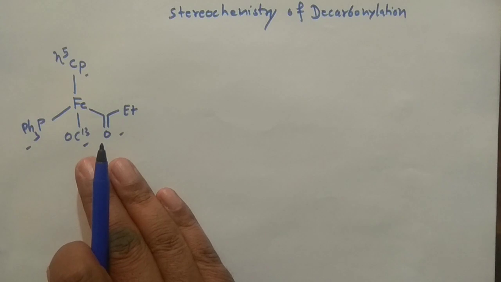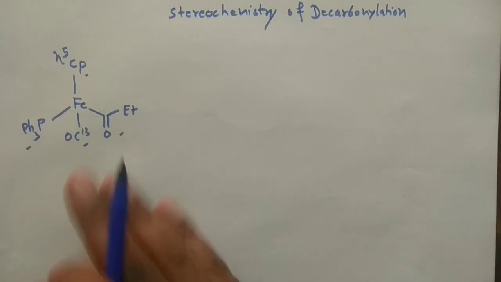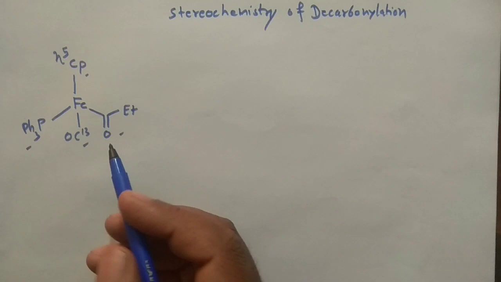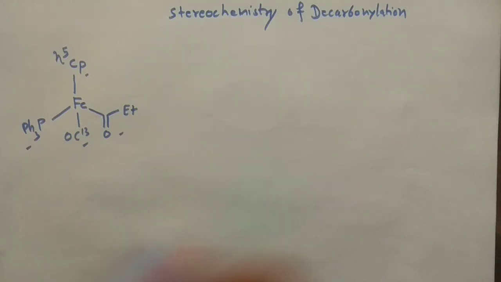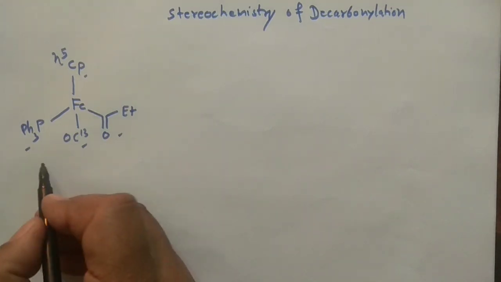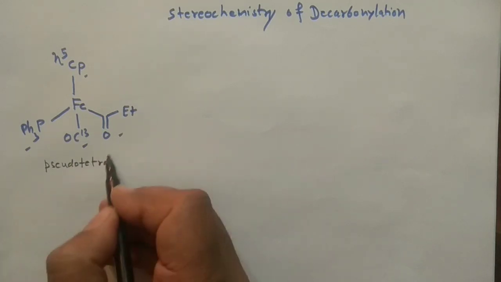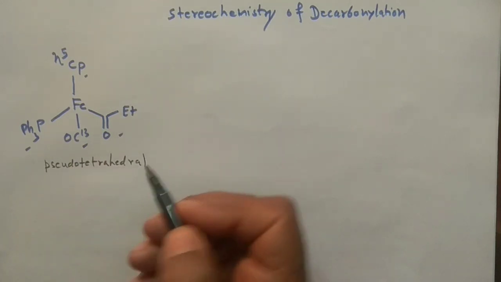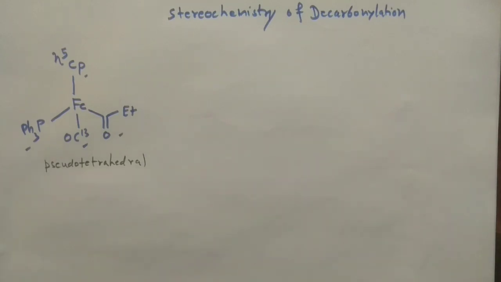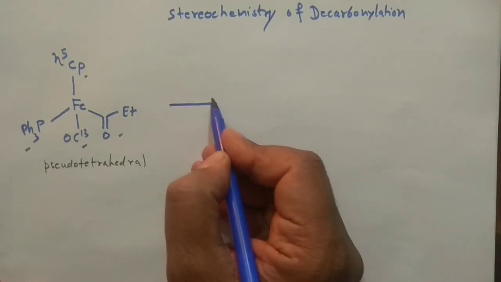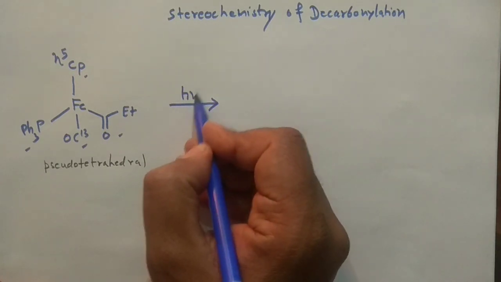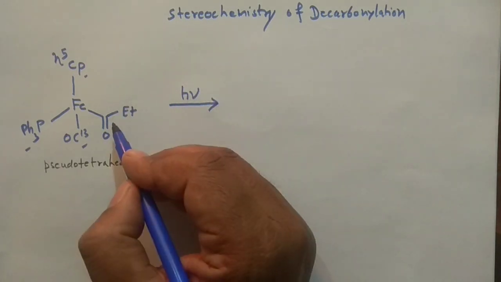So that means it's a chiral molecule. It looks like a tetrahedral structure, but it is not exactly tetrahedral. It is a pseudo tetrahedral structure. The bond angles are not the same as we find in tetrahedral cases, but the structure is somewhat like a tetrahedral one, so I am calling it pseudo tetrahedral. And I am doing the photolysis of this one. I am shining light on this particular complex.